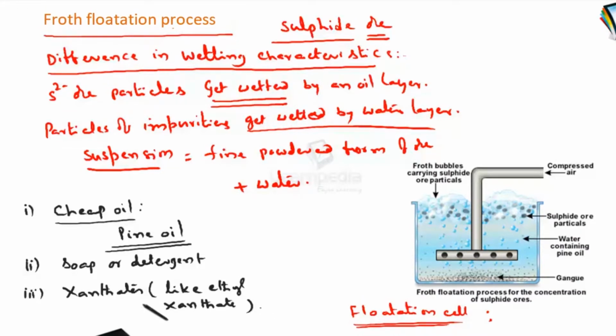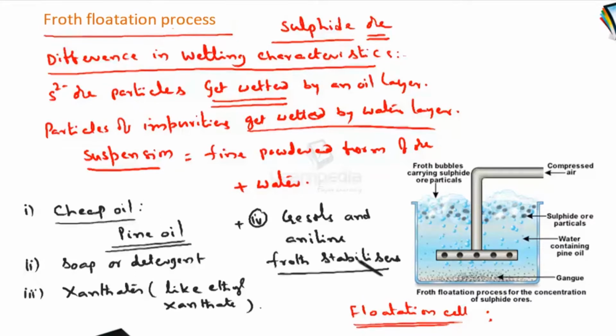Then what is the role of these xanthates like ethyl xanthate or potassium ethyl xanthate? These are the substances which enhance the non-wettability of the ore particles. And also the substances like cresols and aniline. This is added as froth-stabilizers, which stabilize the froth, and thereby the word froth-stabilizers.